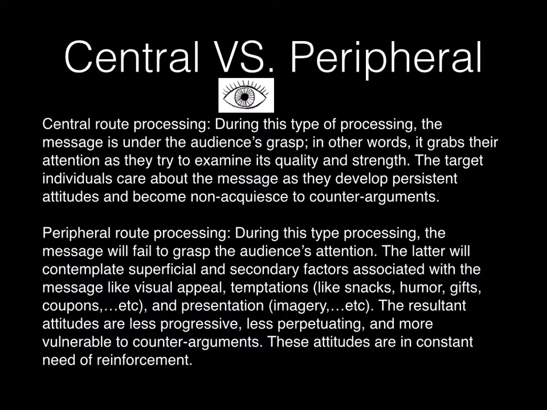The second type of processing is called the peripheral route processing. During this type, the message will fail to grasp the audience's attention, so they will not care about the essence of the message. As a matter of fact, the audience will care for more superficial and secondary factors associated with this message, like visual appeal, temptations, and presentation, more than the content or the quality of the message. The resultant attitudes are less progressive, less perpetuating, and more vulnerable to counter arguments. These attitudes are in constant need of reinforcement.